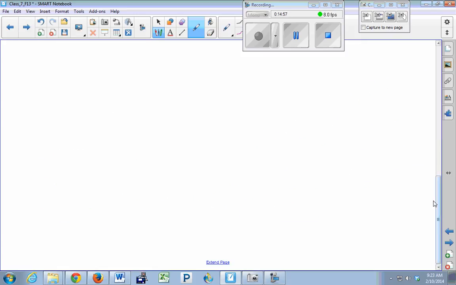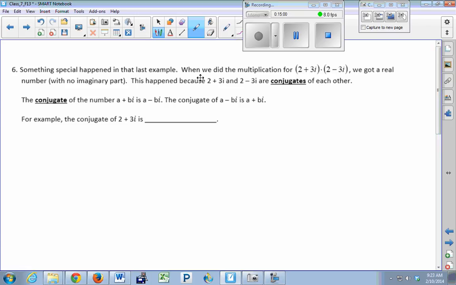So in other words, something special happened in the last example. When we multiplied these two factors, we got a real number. There's no imaginary part. The imaginary part disappeared, and that's because these are conjugates of each other. So anytime you want to create a conjugate, you just change addition to subtraction or subtraction to addition. So what would be the conjugate of 2 plus 3i? What would be the conjugate of that? 2 minus 3i, right? So those are called conjugates. If you want a real fancy name, conjugates of each other.